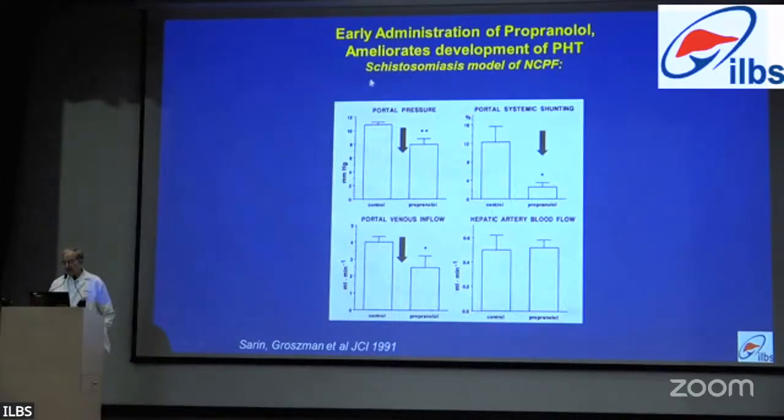So this was a model of schistosomiasis. If you give the animal schistosoma infection, by 5 weeks they start having a rise in portal pressure, and by 9 weeks they develop collaterals. So we decided we would give these animals propranolol at week 5, and those animals who received propranolol at week 5 had lower portal pressure, lower portosystemic shunts, lower portal venous inflow, and no hepatic artery reduction.